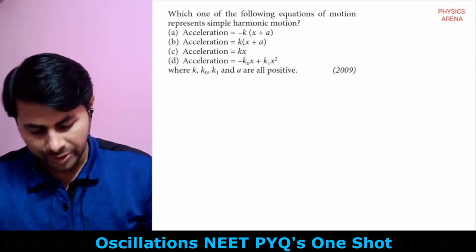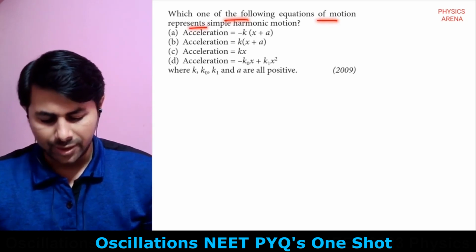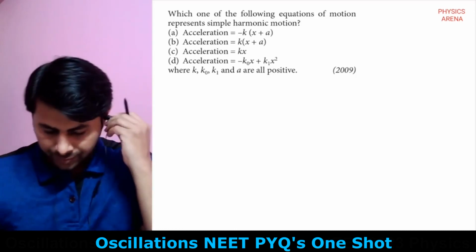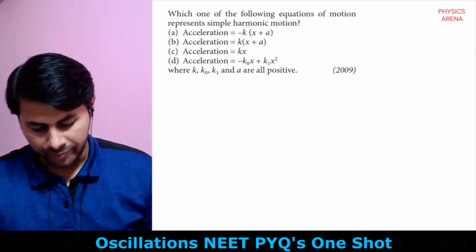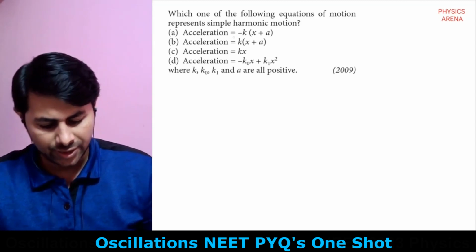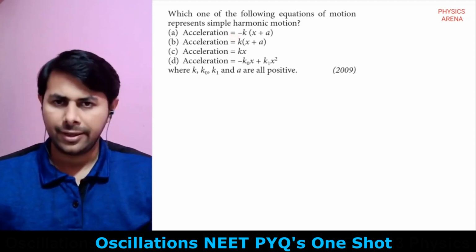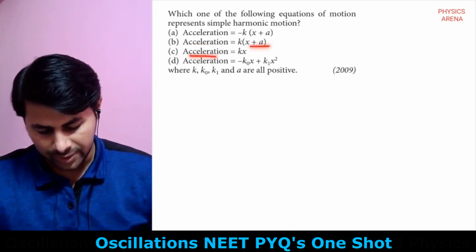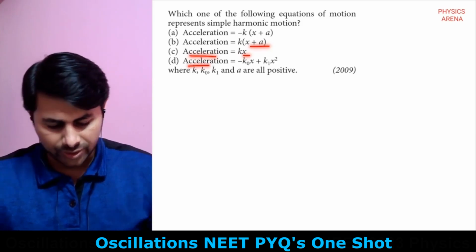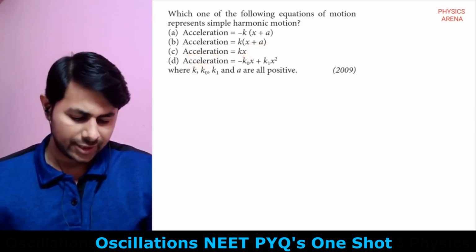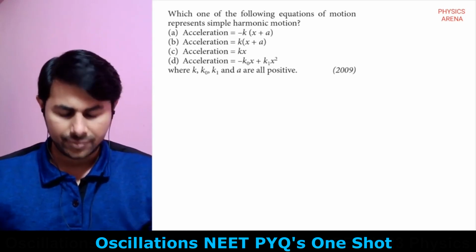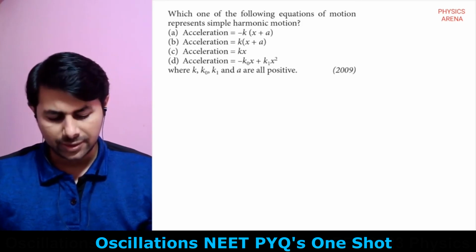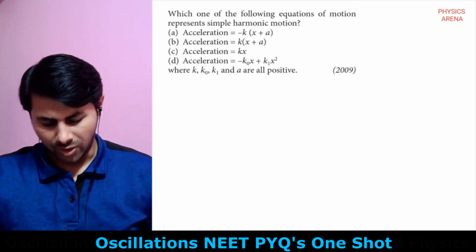Got it? Which one of the following equations of motion represents simple harmonic motion? Acceleration equals minus k times (x plus a). Acceleration equals k times (x plus a). Acceleration equals kx, and acceleration equals minus k naught x plus k1 into x square. Which one of these represents simple harmonic motion? So option A, right?